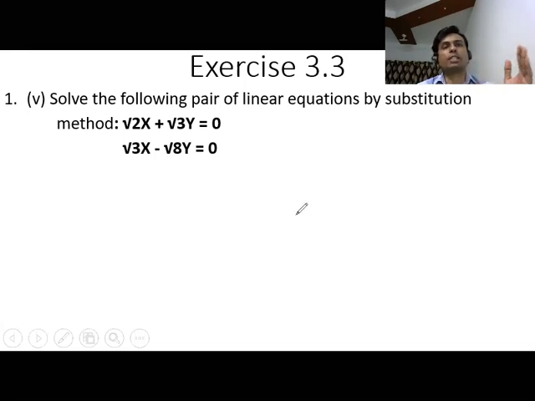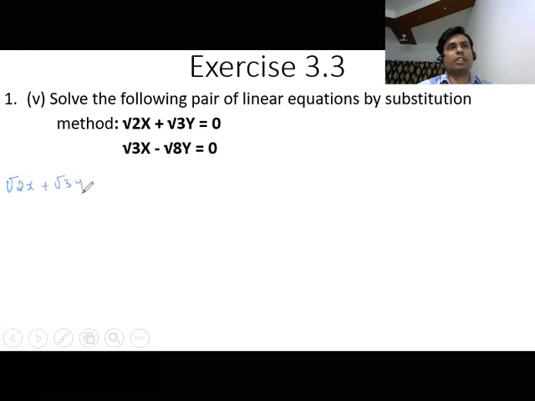So substitution method is to find one variable in terms of the other. Find x in terms of y or y in terms of x and substitute in the next equation. So we will write down our equations. Root 2x plus root 3y is 0. We'll call this equation 1. And our second equation is root 3x minus root 8y is equal to 0. This is our second equation.